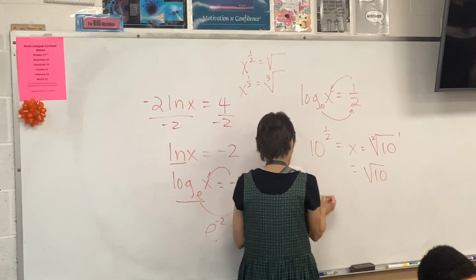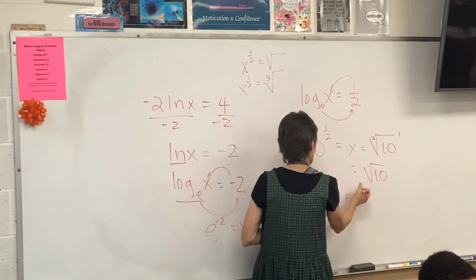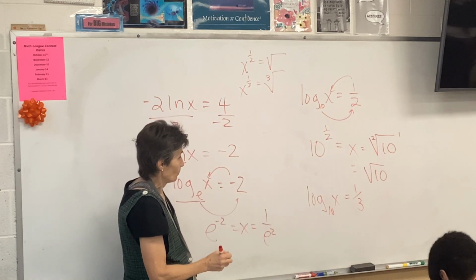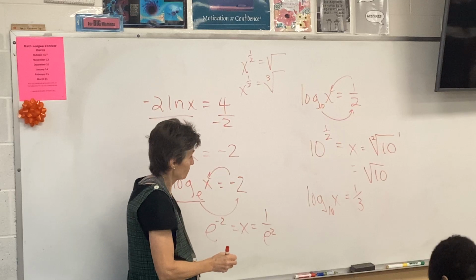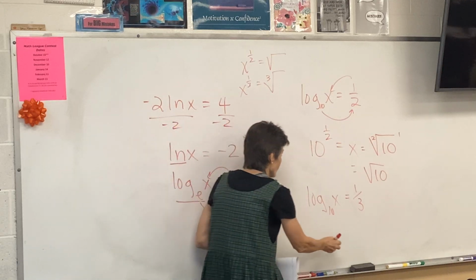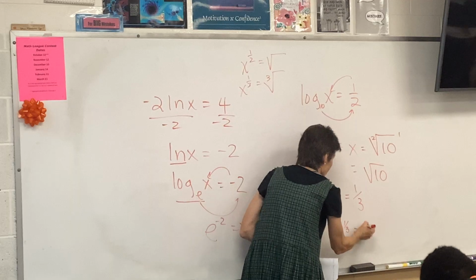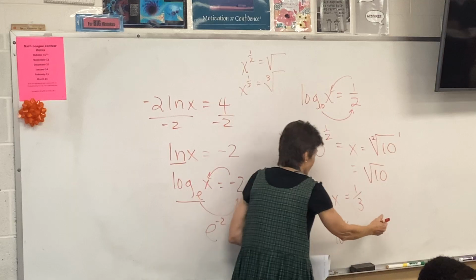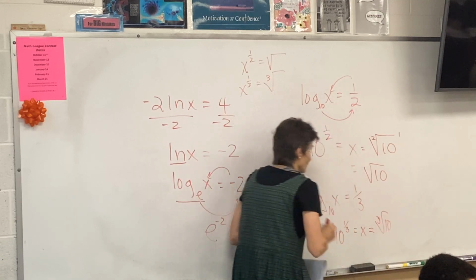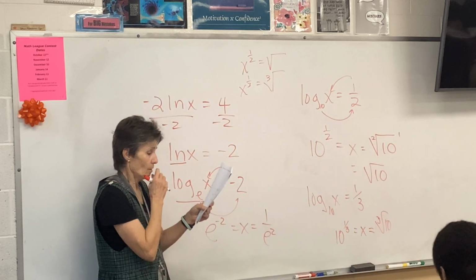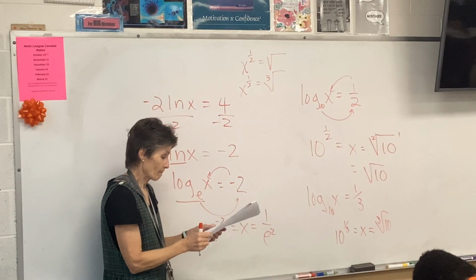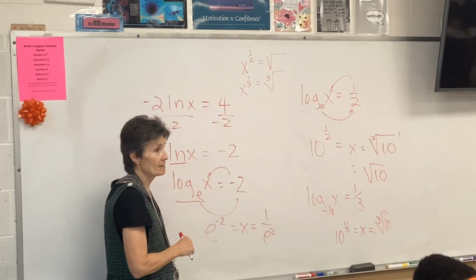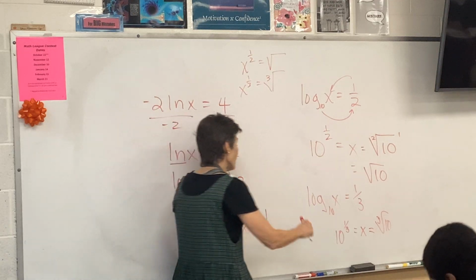All right, how about this one? The log base 10 of x equals 1/3. What does that one say? 10 to the 1/3 equals x. And what does that mean? 10 to the 1/3 means cube root of 10. That one's the cube root of 10. A 1/3 power means a cube root. Every time.